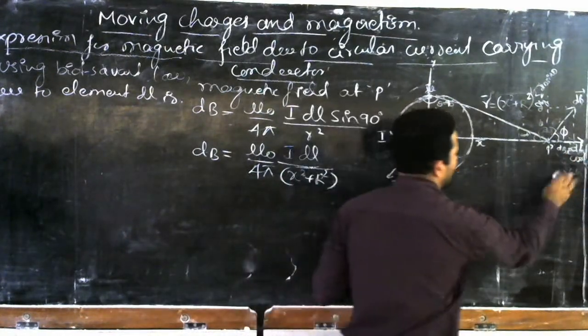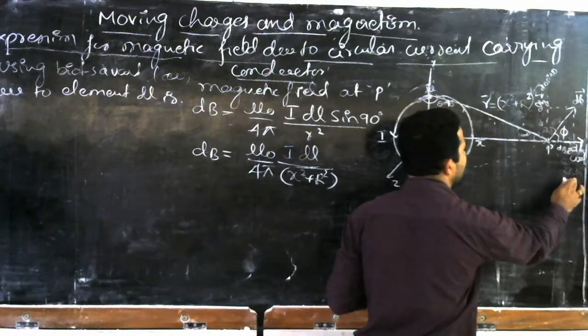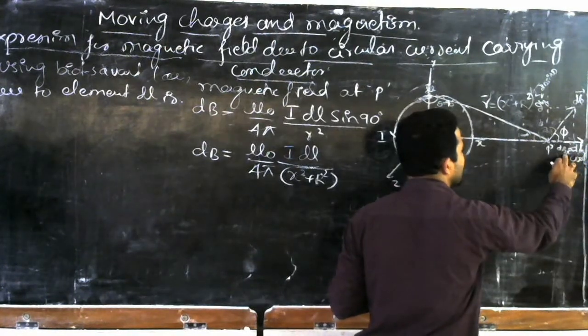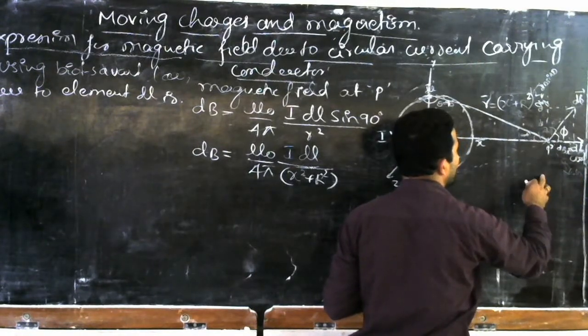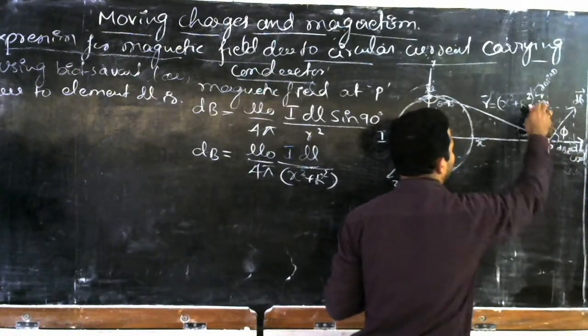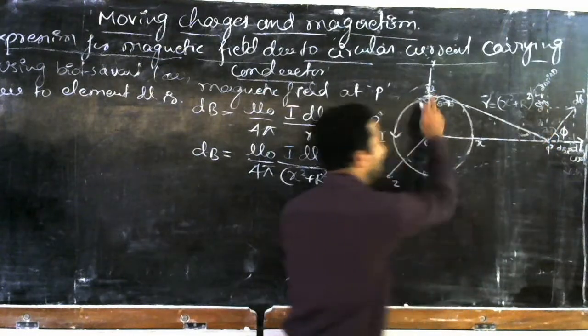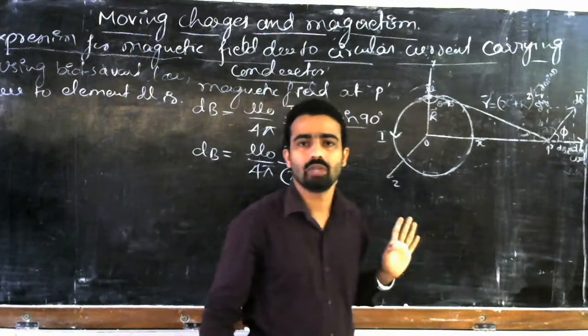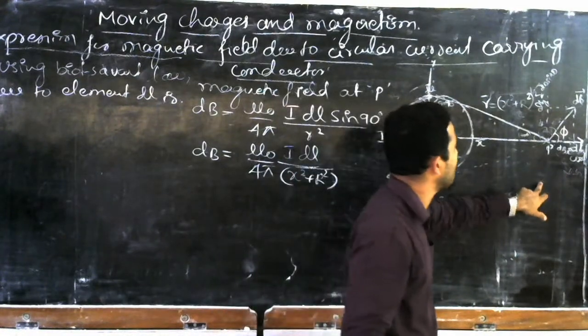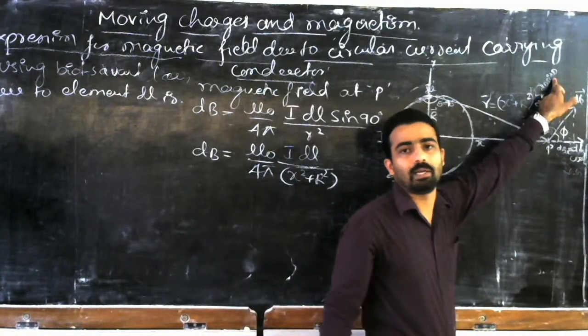So if this is so, then the component of this dB around this case will be dBx. The component of this along the y axis is dBy. If you look at the dBy of the two elements, they will have the same magnitude. If you write the equation for dBy here, it will be dB sin theta.